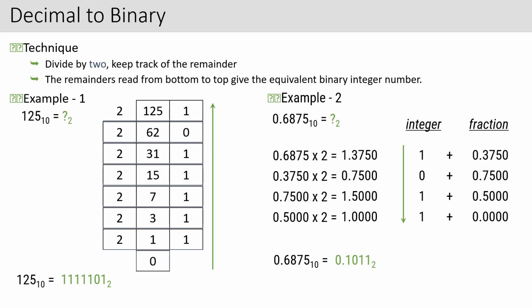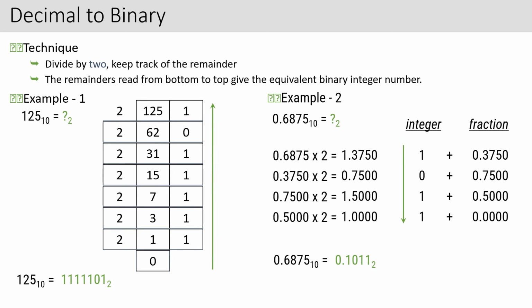And then you are supposed to write the remainders from the bottom to the top, and whatever number you get, that is your equivalent binary number. What if you have a fractional number? If you have numbers in fraction, like 0.6875, it is in fraction. So what will you do in that case?